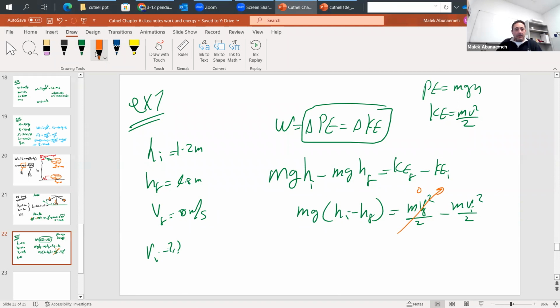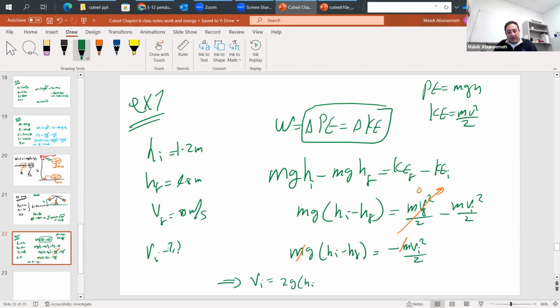That means your mg times (hi minus hf) is going to equal minus m vi squared over 2. Again, your masses can cancel out at this point, which means that your initial velocity is going to equal the square root of 2 times g times the difference hi minus hf. And when you do a square root, always try to close it, that way you know when the square root ends.